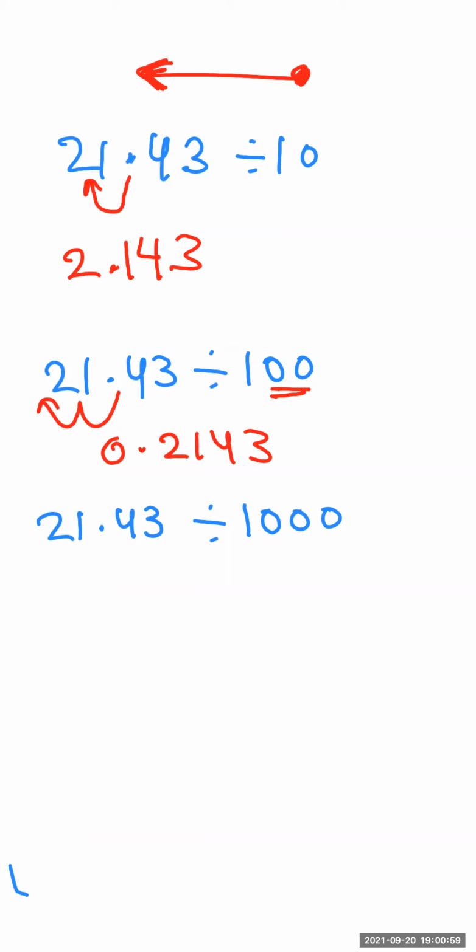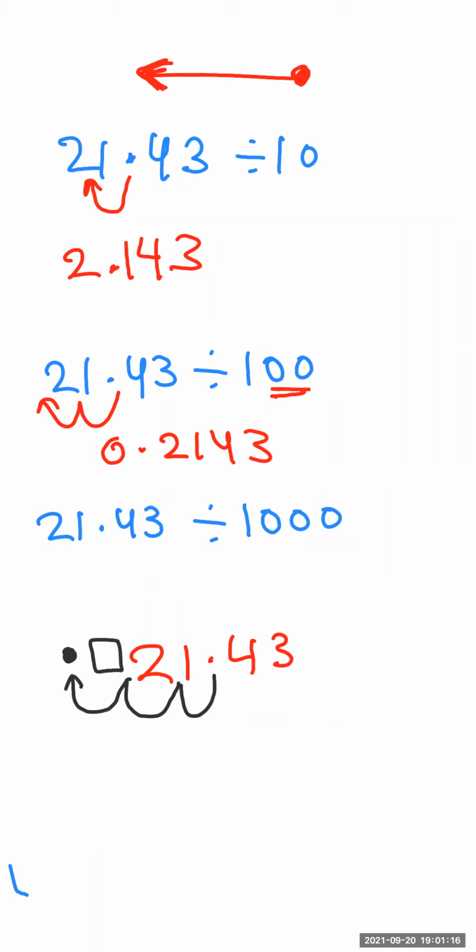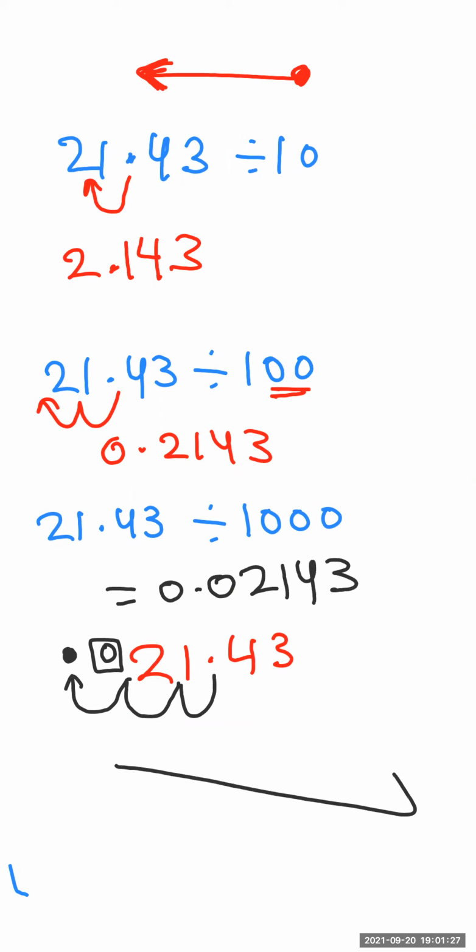The next one. Divide the same number by 1000. So 3 places to the left, 1, 2, 3. So here, guys, there is one empty place, so we have to add 0. So here it will equal 0.02143.